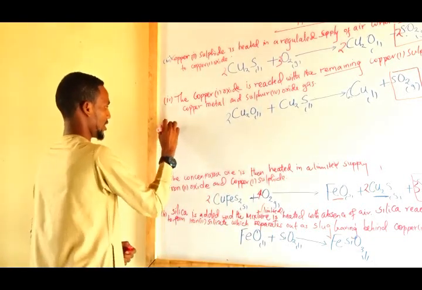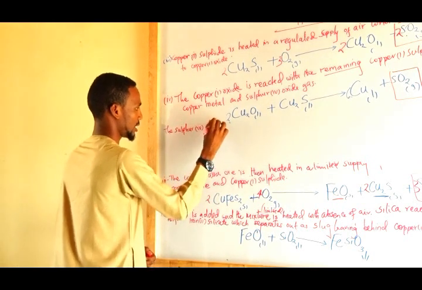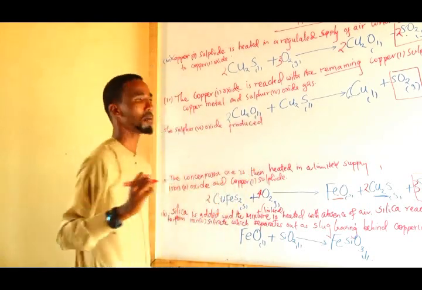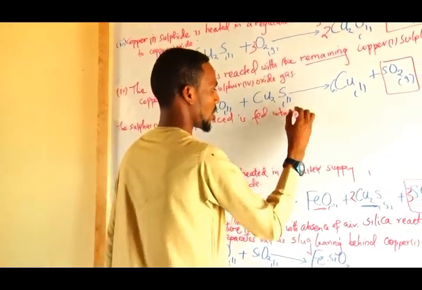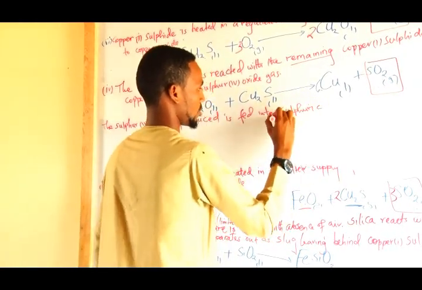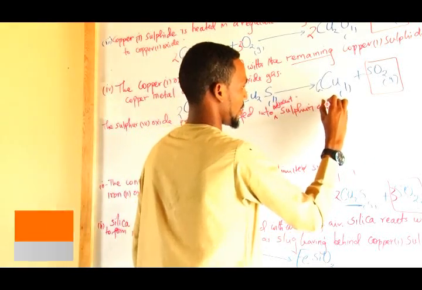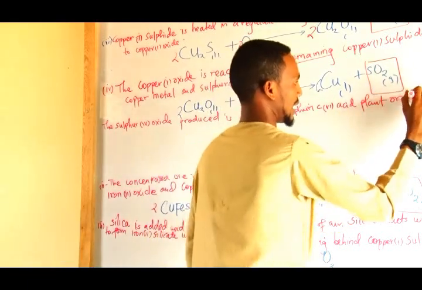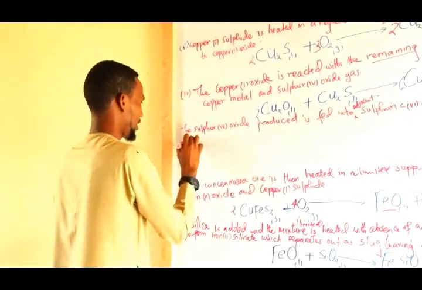So let's write: the sulfur 4 oxide that is produced is fed into an adjacent sulfuric 6-acid plant, or it is scrubbed using calcium hydroxide.